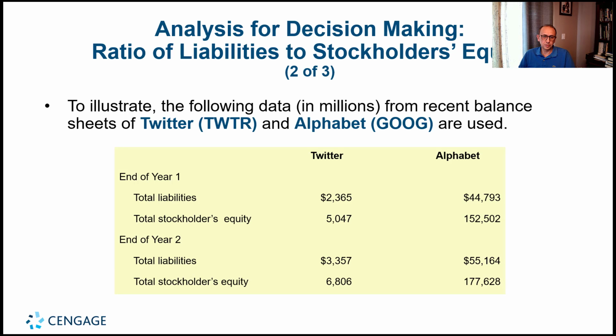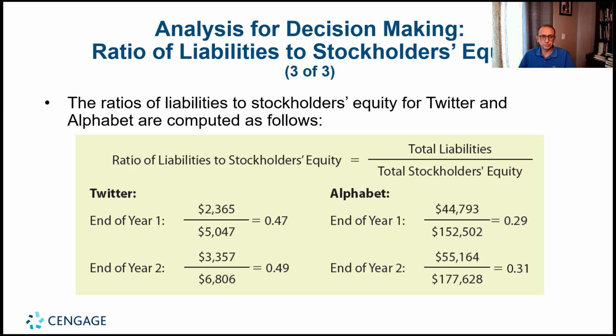In year two, you can see that Twitter is also growing. Their total liabilities are now 3.3 billion, which increased almost $1 billion, and their stockholders' equity increased by almost 1.8, or 1.75 billion. Now it's 6.8 billion. Alphabet is also growing. Their liabilities went up to 55 billion, and their total stockholders' equity is now 177 billion.